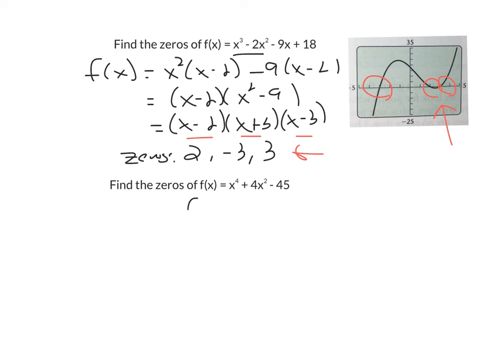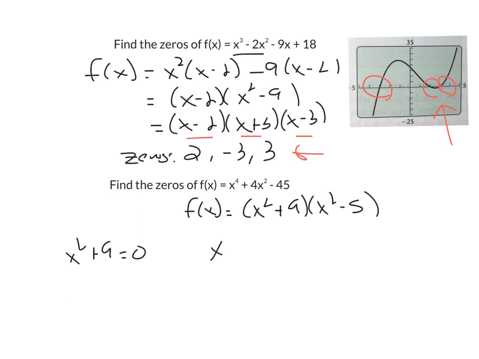Factor this one, or find the zeros. So to find the zeros, you've got to factor it. So I'm going to say x squared plus 9 and x squared minus 5. That's all I can do to factor, but I've got to figure out what makes those factors 0. So I'm going to come over to the side and solve them. I'm going to do x squared plus 9 is 0, and x squared minus 5 is 0.